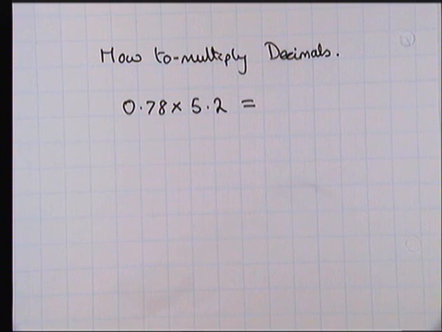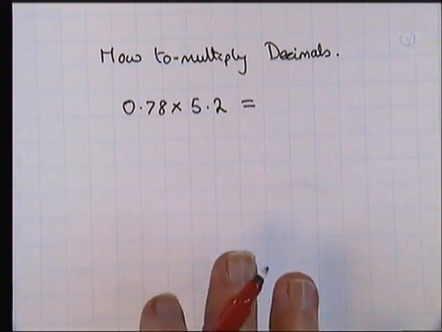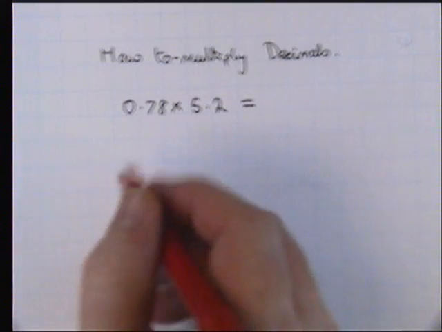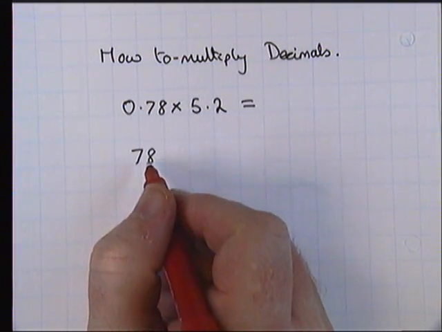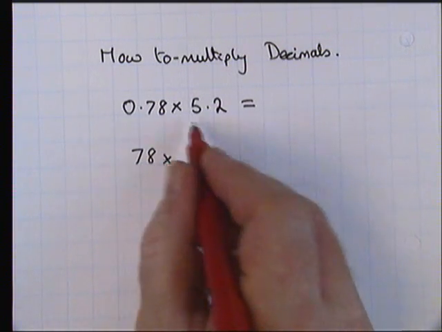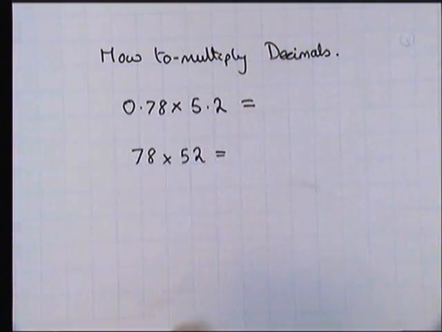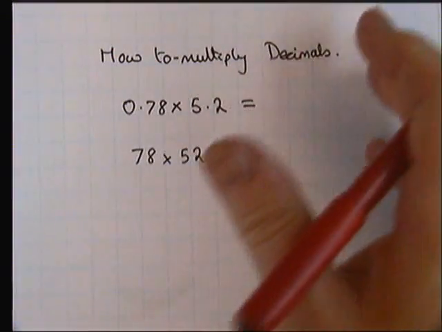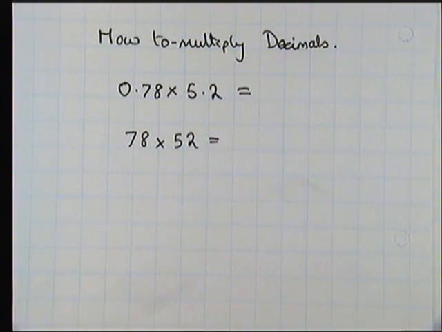Okay, welcome to the short video on how to multiply decimals. So we start off by ignoring the decimal points and rewriting the question just as if the digits were whole numbers. So take this 0.78 and turn it into a 78 and turn the 5.2 into a 52. We're going to have to do something later to do the question properly, but first of all let's just work out what 78 times by 52 is.